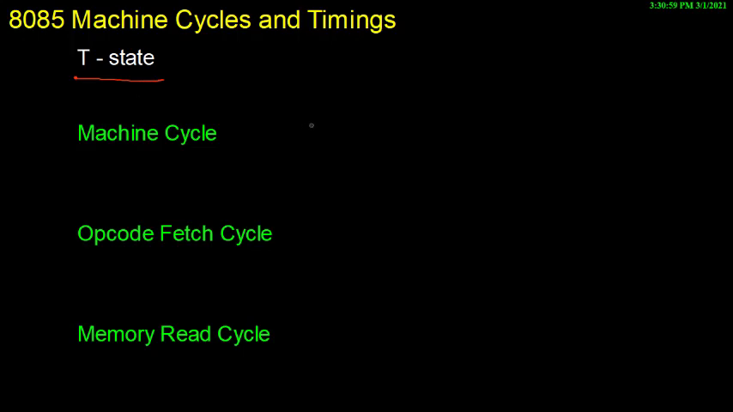Every microprocessor has a clock running it, and that clock has some frequency. Suppose we assume that a microprocessor is running on a frequency of 1 megahertz, so we can calculate the T state for that particular frequency. So frequency is 1 megahertz, and 1 megahertz means 1 into 10 to the power 6 hertz.